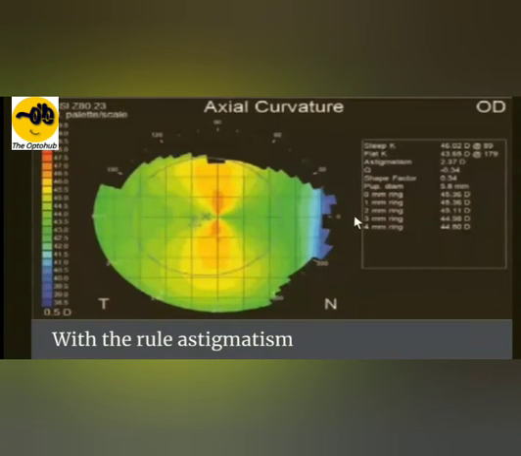Now this is with-the-rule astigmatism, as we had already seen. I'm just trying to show you a case of how to interpret a corneal topography report. First things first, have a look at what kind of palette and scale is being used, what kind of step size is being used, and then you go to the pattern.